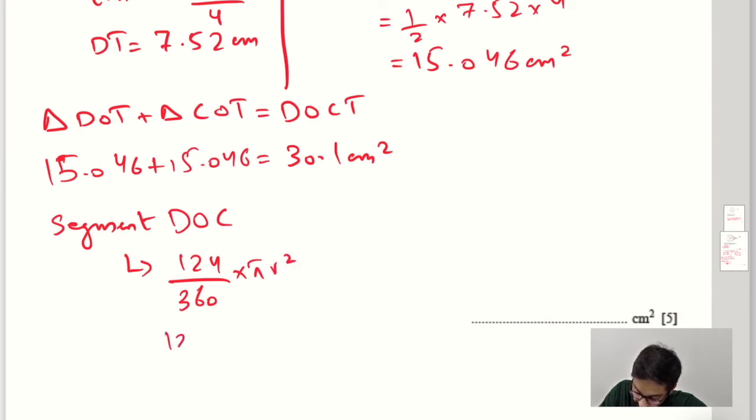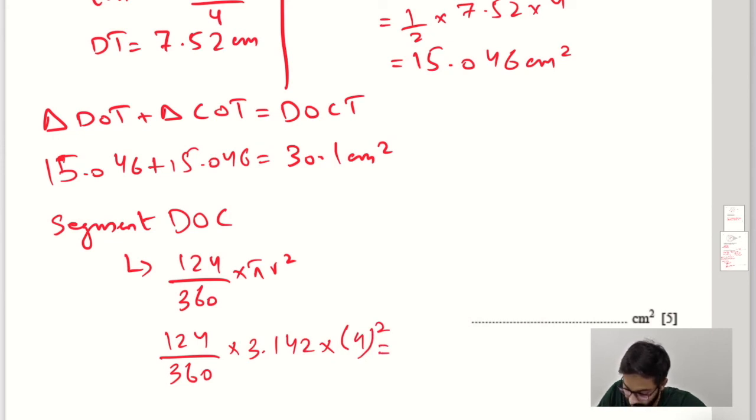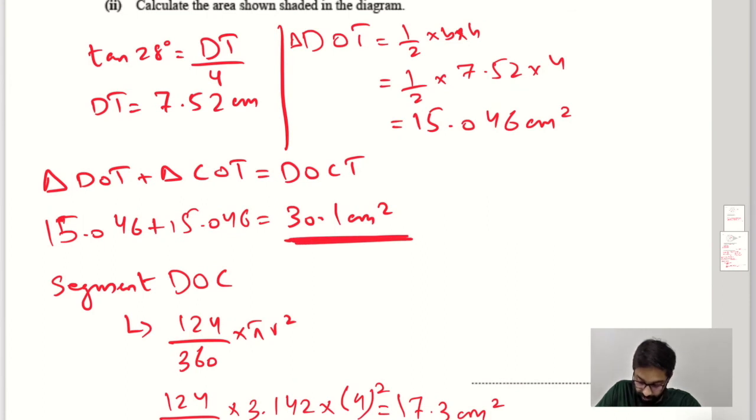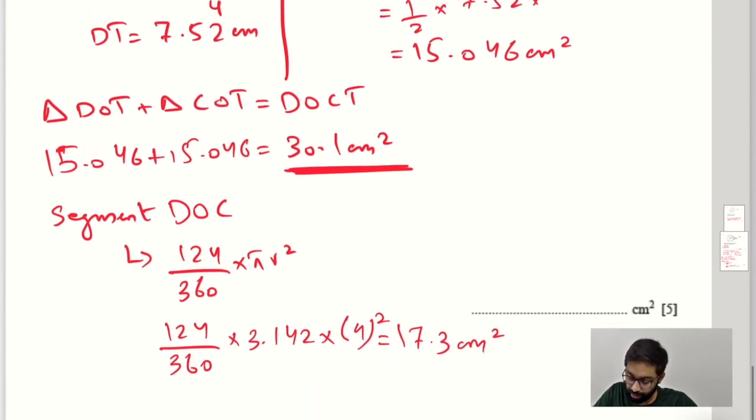Okay, so when we do this, 124 over 360 times 3.142 times what is the radius? Radius is 4 squared. So we get, one second, let's do that, 124 divided by 360 times 3.142 times 16, because that's 4 squared, we get 17.3 centimeters squared.